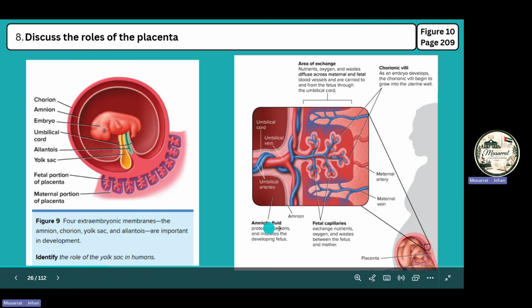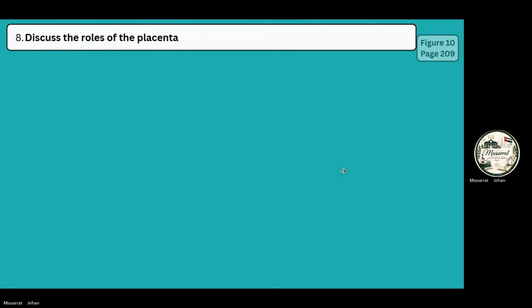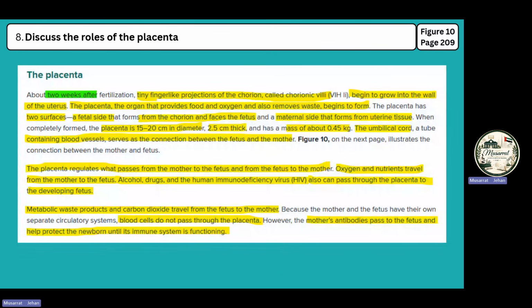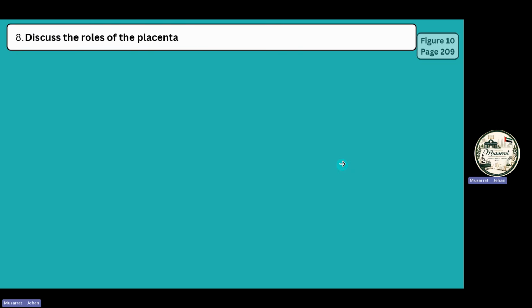Amniotic fluid, what is the work of amniotic fluid? It protects, cushions, and insulates the developing fetus. Fetal capillaries exchange nutrients, oxygen, and waste between the fetus and the mother. So here you're going to talk about the placenta. This is the same thing about placenta.